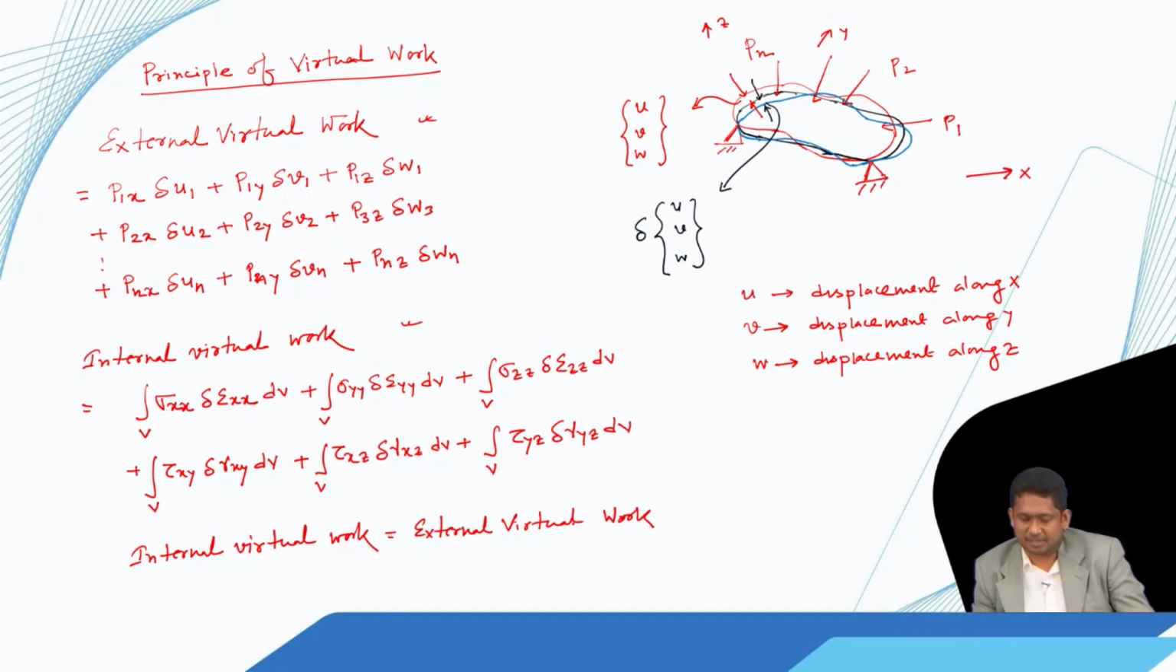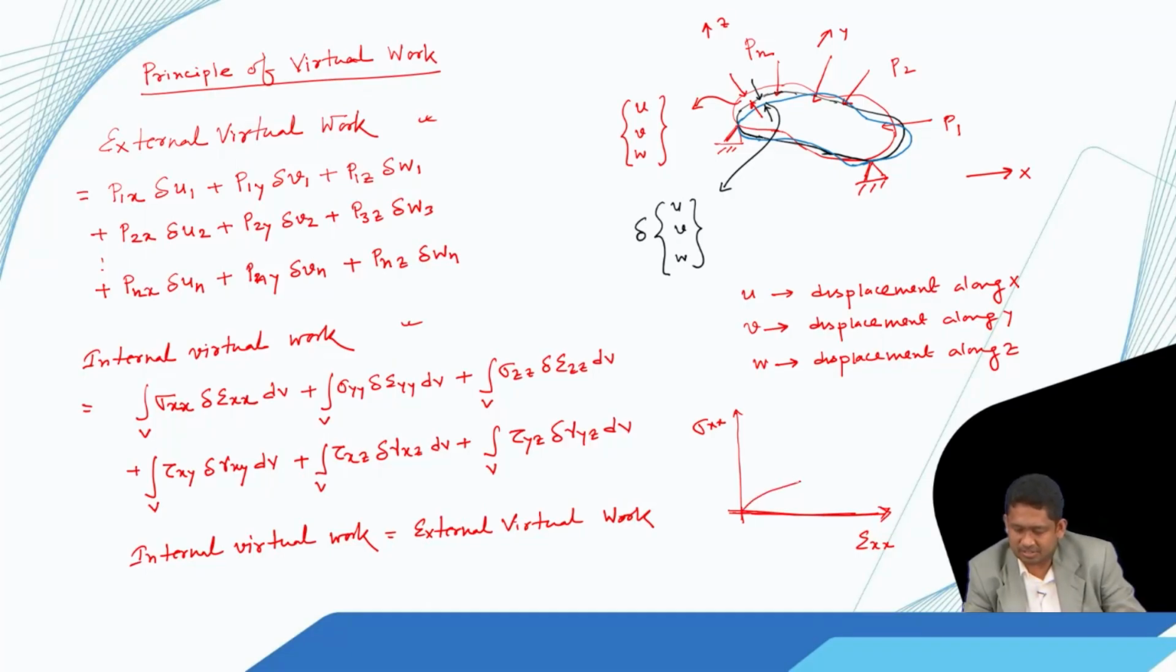Now, we can understand the internal virtual work a little bit more with the help of this diagram. Let us assume a typical one dimensional case where we have epsilon xx and sigma xx, and let us say that other quantities are not there. So, the stress strain variation is something like this. The material can be linear, isotropic, whatever. Even if the stress strain behavior is not linear, the principle still works.